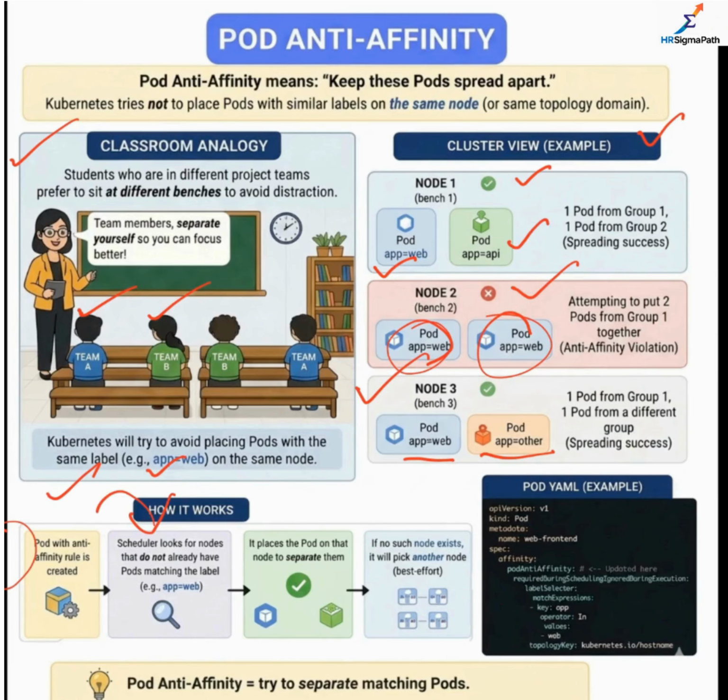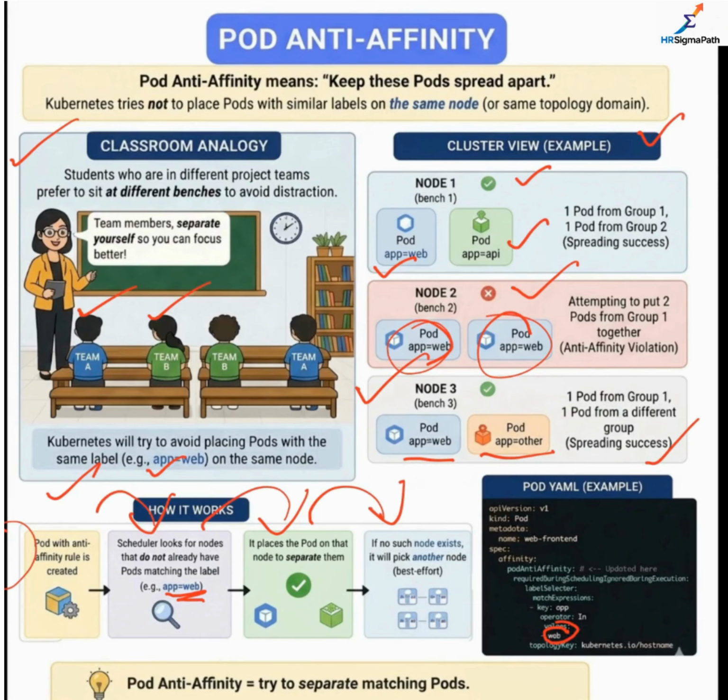So how does it work? The process is like this. A pod with anti-affinity rules is created. Then the scheduler looks for nodes that do not already have pods matching the labels, for example app equals web. The scheduler will check, then it places the pod on a different node to keep them apart. If no such node exists, Kubernetes relaxes the rule and schedules the pod on the best available node. This ensures that workloads are spread while still maintaining flexibility.